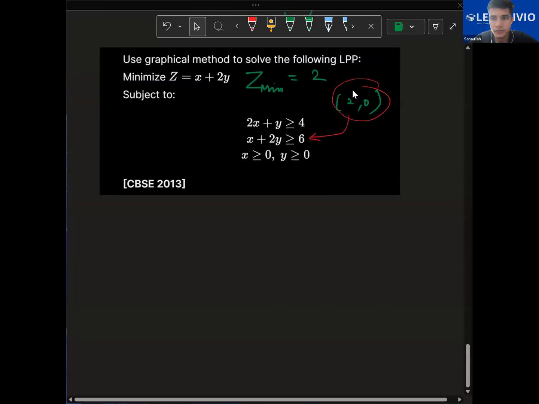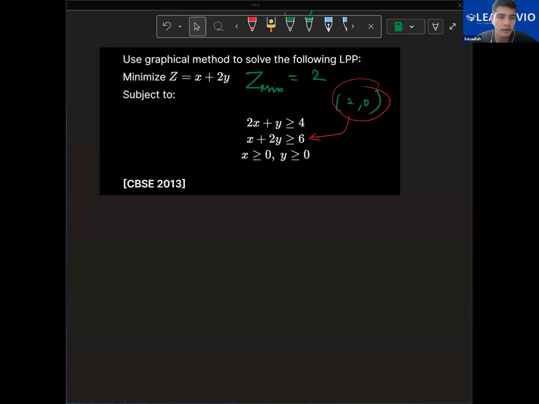But see, you are getting this 2 at this point, 2 comma 0. So this is not satisfying this constraint. If you put 2 comma 0 over here, so this is 2 plus 0, that is not greater than equals to 6. So definitely something is there. कुछ ना कुछ problem है इस question में. Either you have problem in this, or you have some constraint problem.